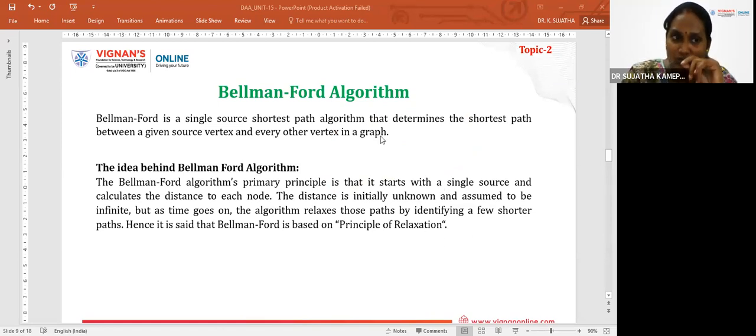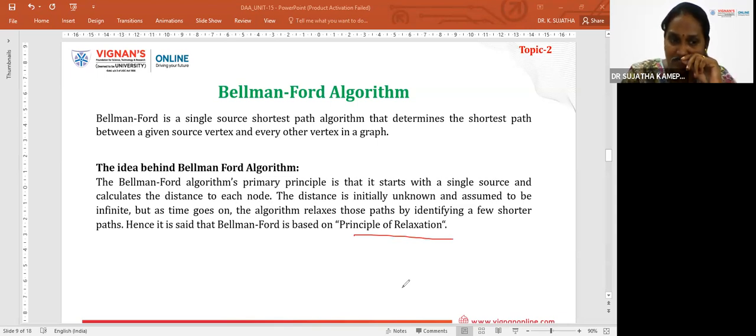But the advantage of using the Bellman-Ford algorithm is that it guarantees to find the shortest path even if your graph contains negative edge weights. Even if your graph contains negative cycles or negative edge weights, the Bellman-Ford algorithm finds the shortest path from source to all destinations. The main idea behind the Bellman-Ford algorithm is that it works on the principle of relaxation.